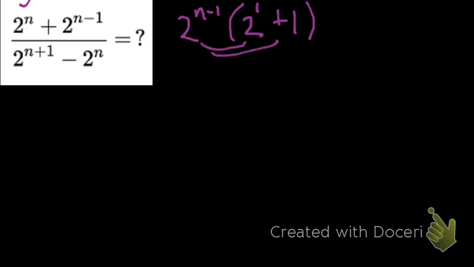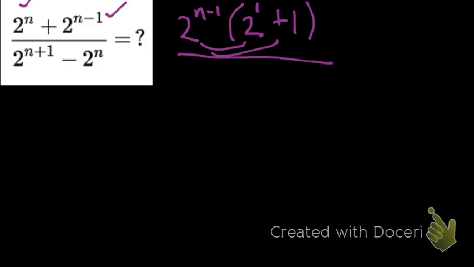So with 2 to the n plus 2 to the n minus 1, we can pull out a 2 to the n minus 1. Because we know that 2 to the n minus 1 times 2 would give us 2 to the n. Because that's really an exponent of 1, and you add the exponents when you multiply two numbers with exponents with the same base. And then plus 1, because that's just a placeholder for this 2 to the n minus 1. When we distribute it in, 1 times 2 to the n minus 1 would give us this term right here.